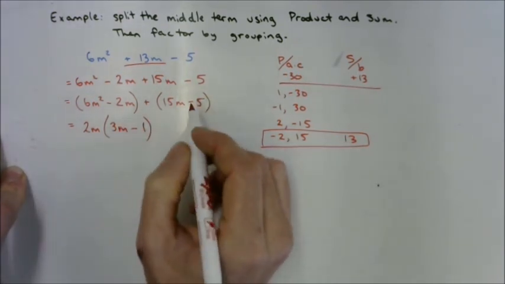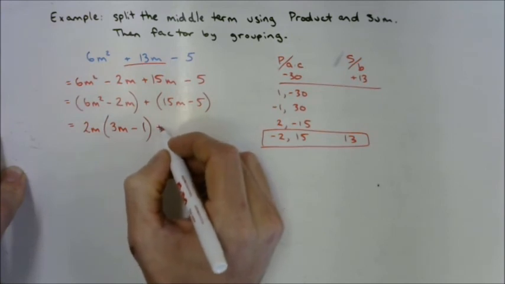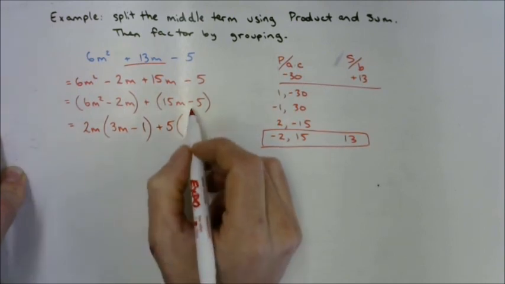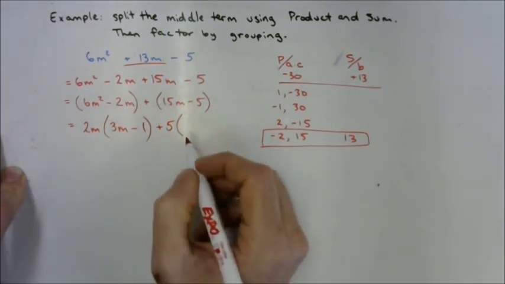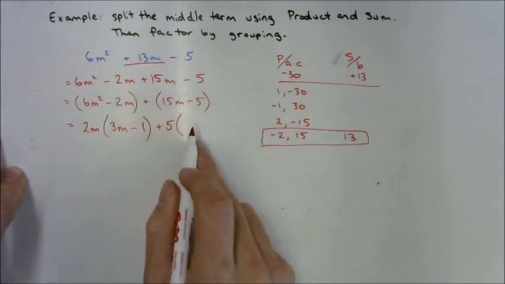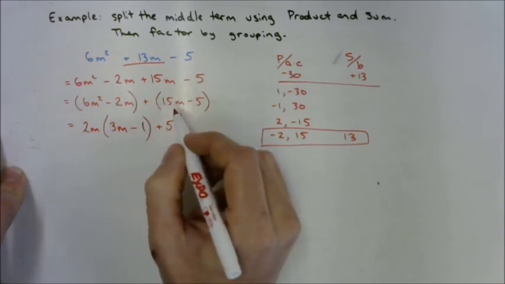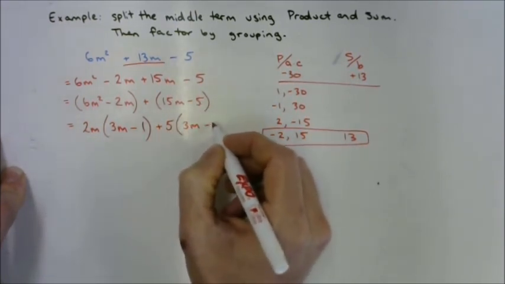Okay, same thing here, greatest common factor. I'm going to pull out +5. I know I can pull out +5 because that's going to still leave me with a -1 here, which is what I have here. So I want them to be the same. I could pull out a -5, but then I would have different brackets and I'd have to do a little bit more work. So here we go. 15m divided by 5 is 3m. -5 divided by 5 is -1.